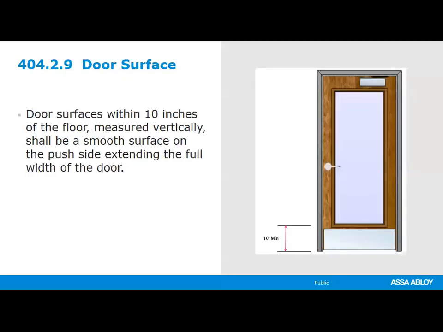The door surfaces within 10 inches of the floor need to be smooth on the push side, extending the full width of the door. Parts created by horizontal or vertical joints shall be within 1/16 of an inch of the same plane of the door, and cavities that are created between the glass and the door need to be capped. If you're using kick plates over the top of the light kit to get that 10-inch bottom rail, you would need to cap it.